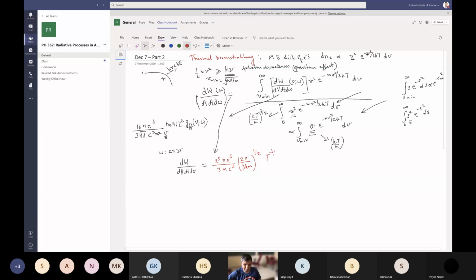This is important, T to the minus 1/2. Z squared, this is also important. n_e and n_i, of course, are also important. e to the minus h nu by kT. And g_ff bar, which is another Gaunt factor, but a velocity-integrated Gaunt factor. So this is also tabulated.